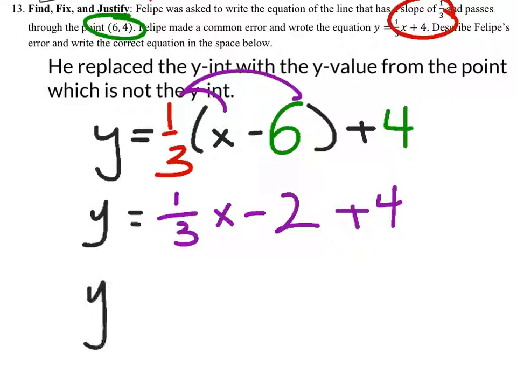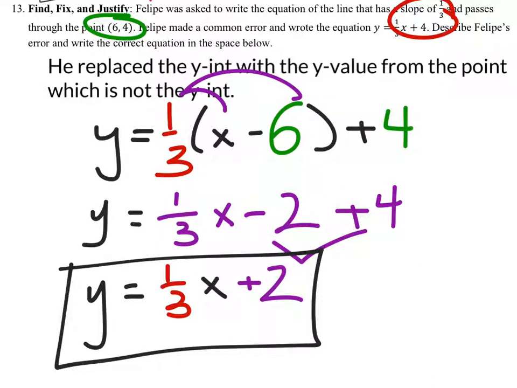So when I combine my like terms, I got my slope still, 1/3 x. But now I got negative 2 plus 4. Bam, that's a plus 2. Did we already have this exact same equation before? Sounds familiar, but maybe it's different. I don't know.